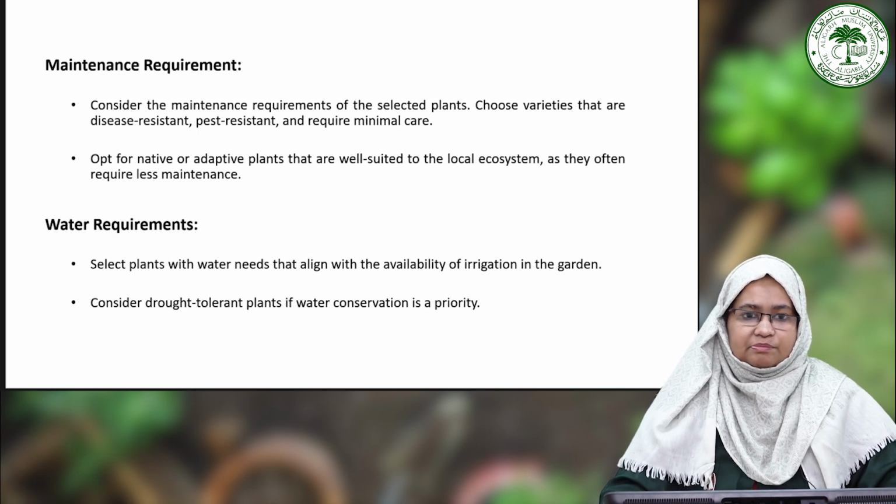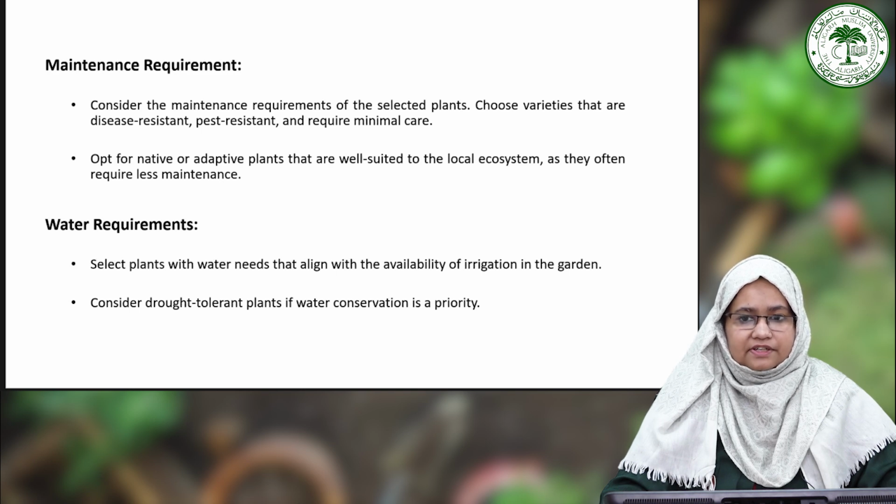Then the most important thing is maintenance requirement. Consider the maintenance requirements of selected plants. Choose varieties that are disease resistant, pest resistant and require minimal care. Opt for native or adaptive plants that are well suited to the local ecosystem, as they often require less maintenance.